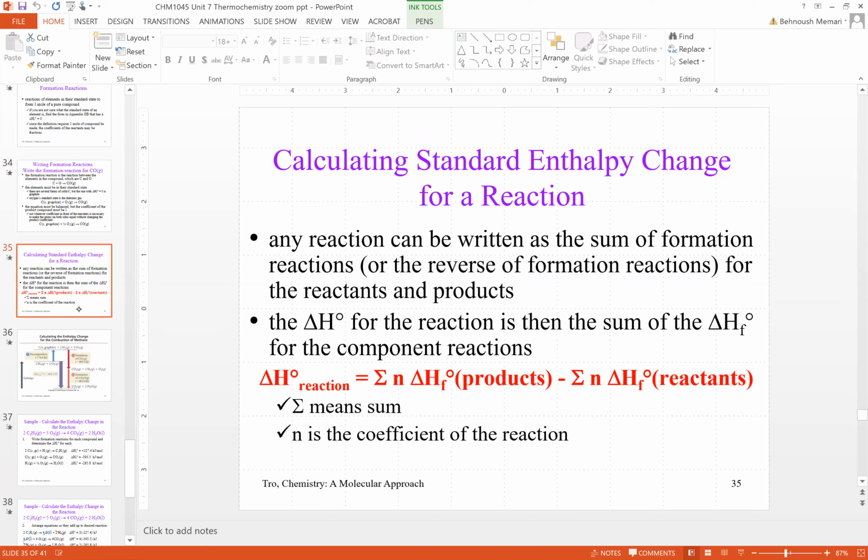Now, if you want to calculate the delta H of a reaction, delta H of reaction would be the delta H formation for all products minus the delta H formation for all reactants. This symbol basically shows the sum. You add delta H formation for all reactants together. You add delta H formation for all products together, and then subtract the value of the reactants from the products, and that gives the delta H of reaction.